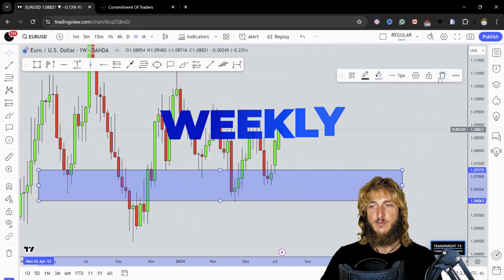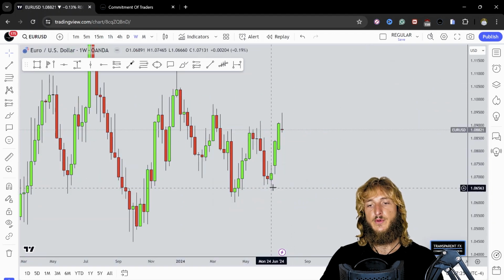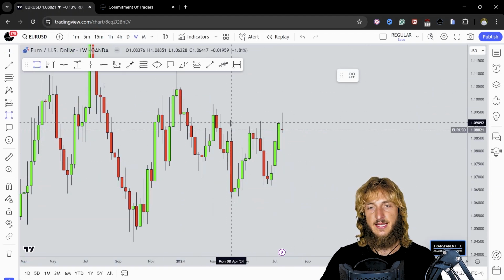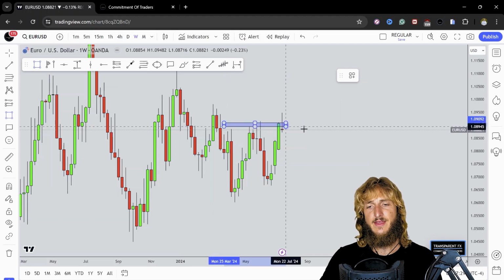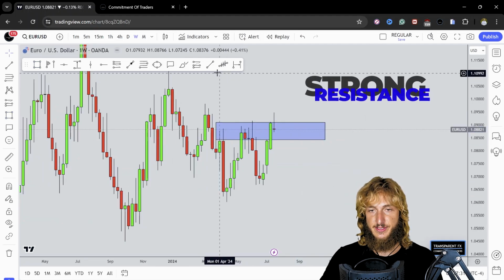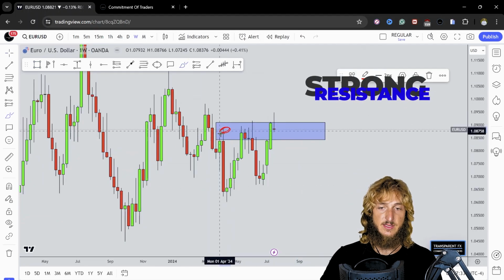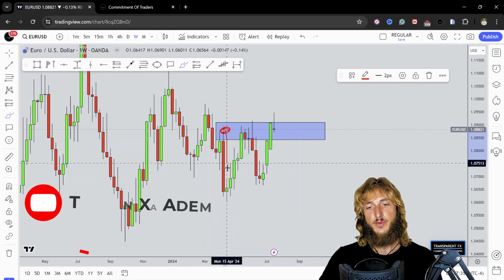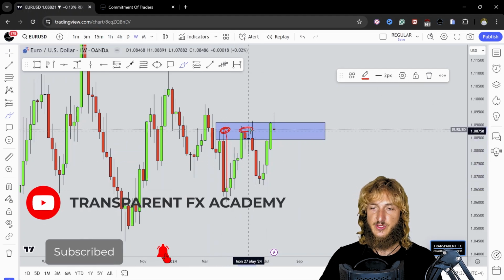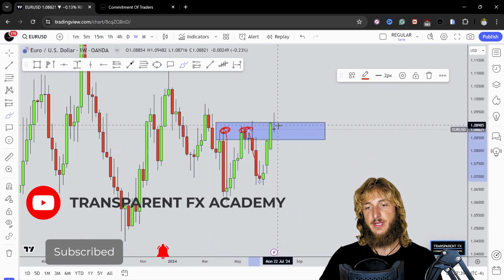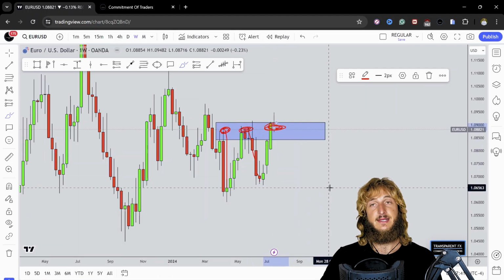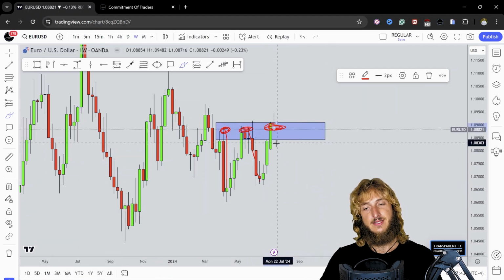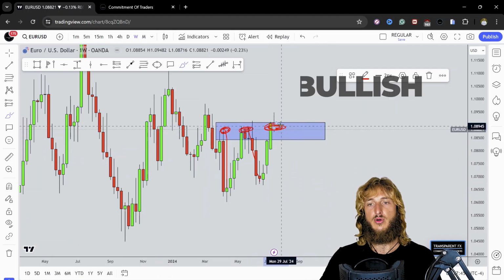Now, from a weekly standpoint, the situation is quite clear. We just had a massive impulse to the upside, and the market is currently facing a quite important resistance zone. This area was acting as previous resistance starting from here with this massive move to the downside, again respected as resistance here with this move to the downside, and currently the market is testing the same zone. However, it is testing it with quite strong bullish momentum.